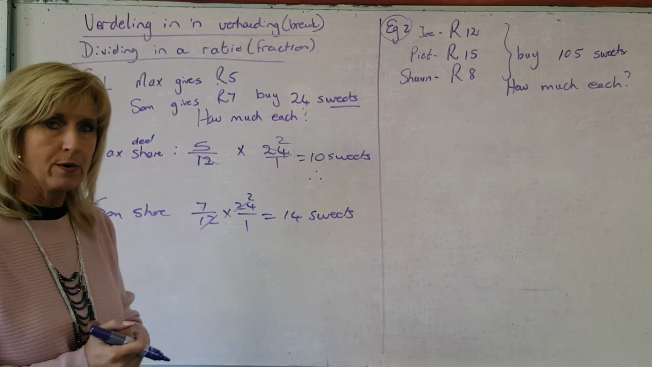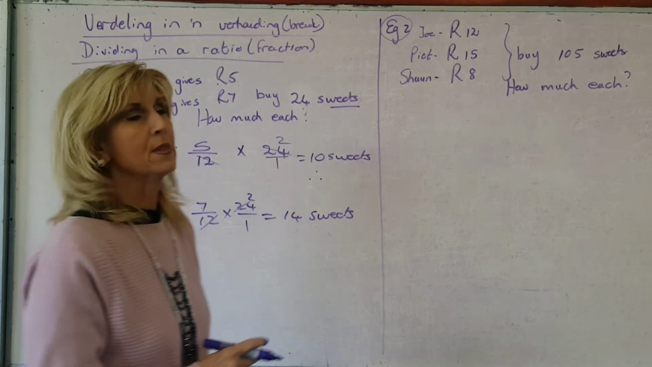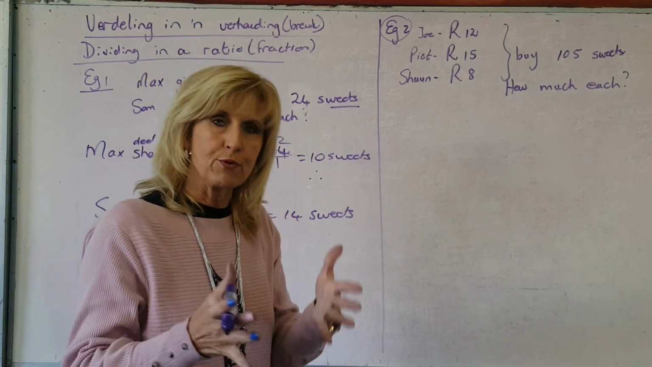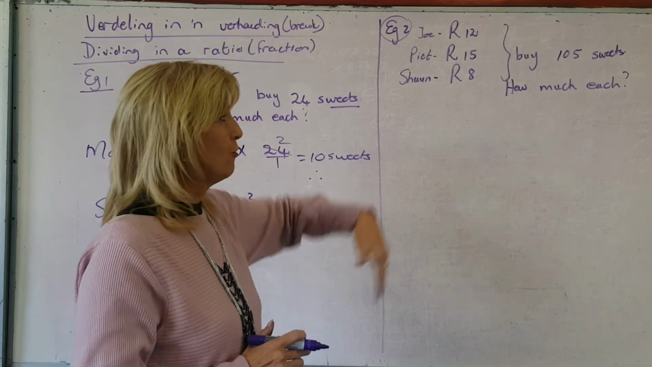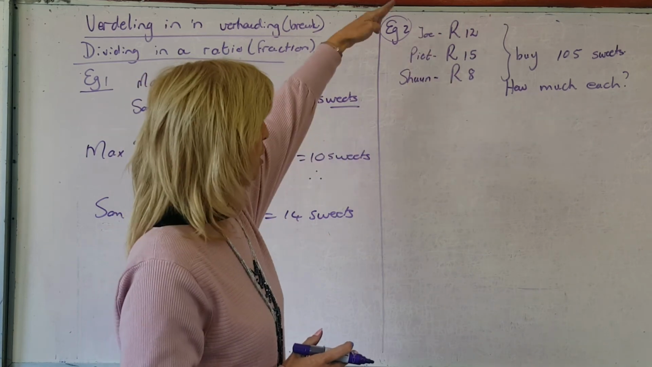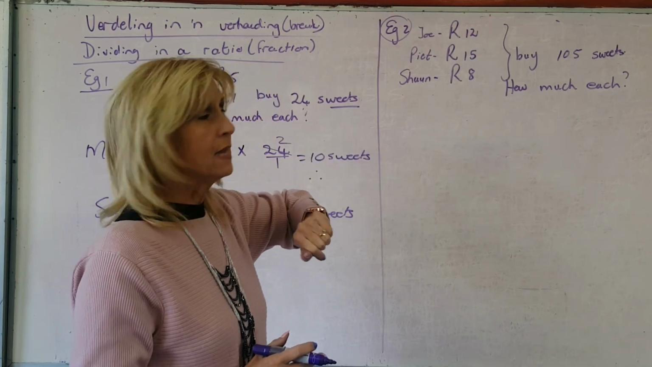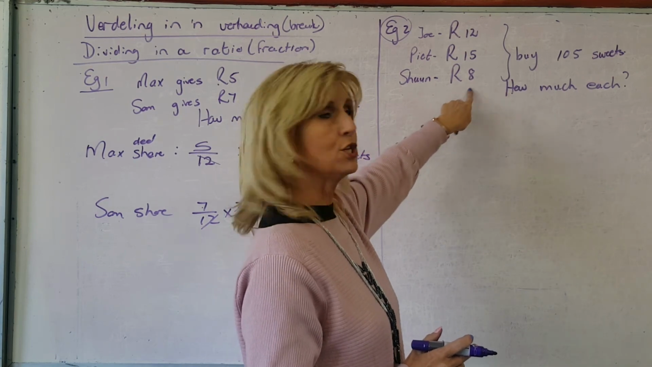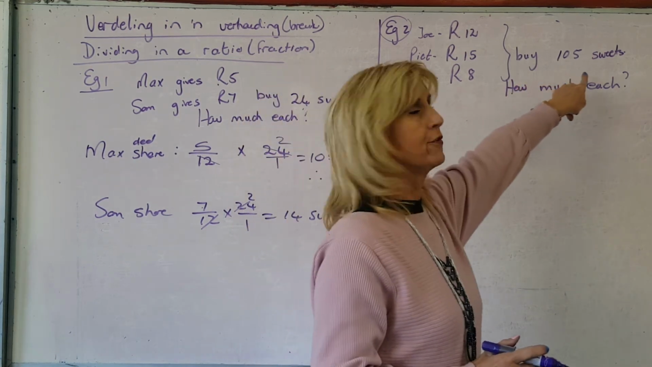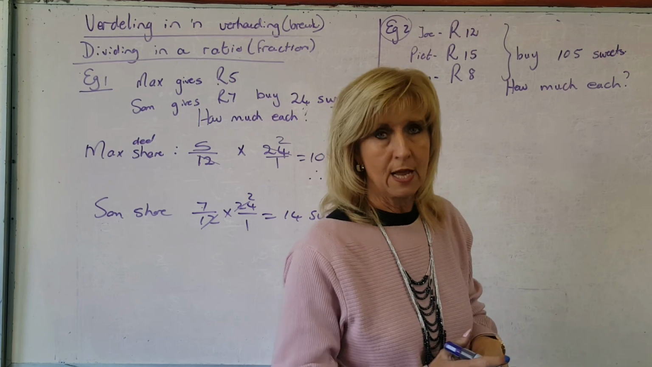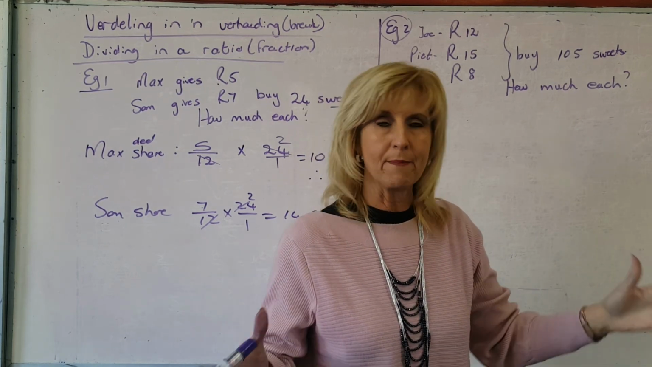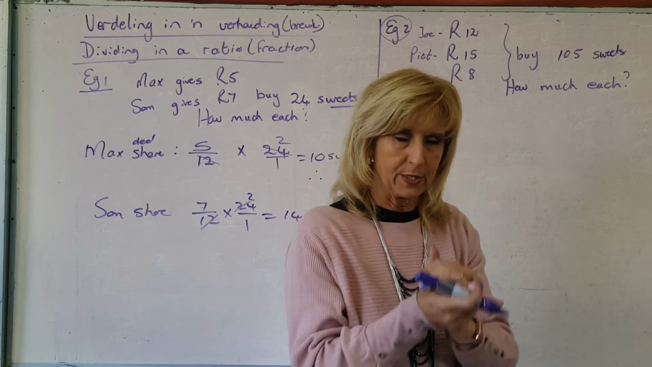Let's do another one before I give you homework on this. So let's say that there are 3 people or 10 people or 100, the same principle applies. Hoeveel het ook al is wat gaan insit. Joe and Pete and Sean, they each gave 12 rand, 15 rand, 8 rand, so he gave the least, he should be getting the least. Of 105, let's keep it at sweets. So they bought 105 sweets. I don't know what the sweets cost, but their money bought 105 sweets.